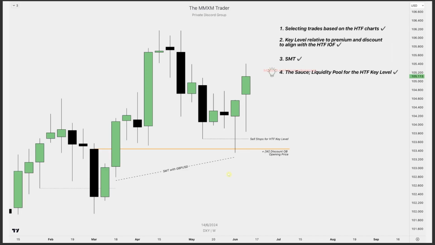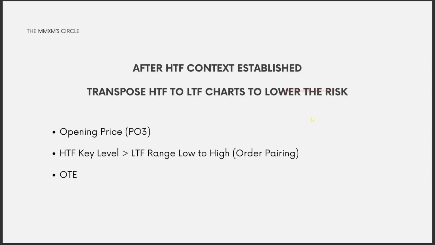And then the real sauce, right? That liquidity pool that is just above that key level makes it even better to pair up the sell stops that are resting below it. And then we want to pair those sell stops up with the buy stops above here. So now that we have determined and established our higher time frame context, we need to transpose that higher time frame to the lower time frame charts to lower down our risk.